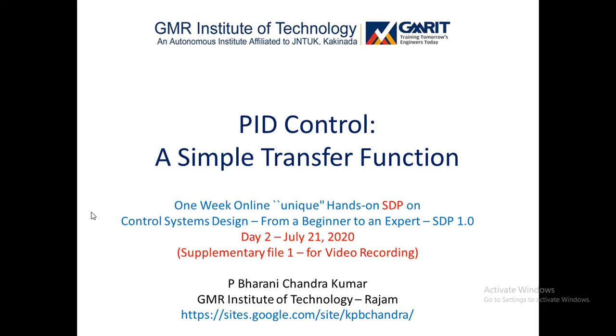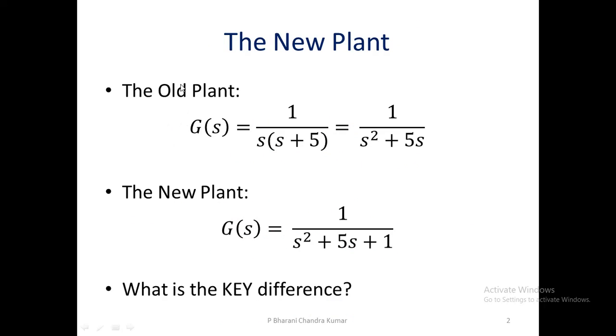To start with, this is the old plant: G(s) = 1/(s(s+5)), which is nothing but 1/(s² + 5s). The new plant I have considered here is G(s) = 1/(s² + 5s + 1). So another plus 1 has been added here. The key difference is the addition of this term compared to the old plant. Now we will design the controller for this one.